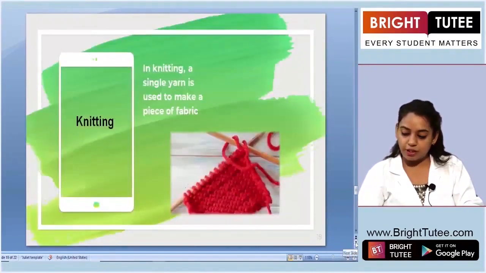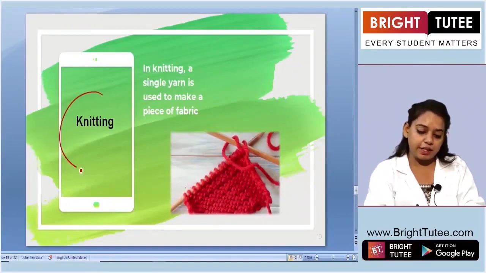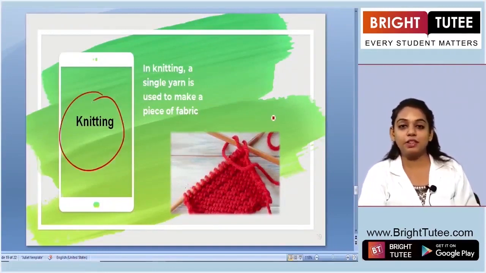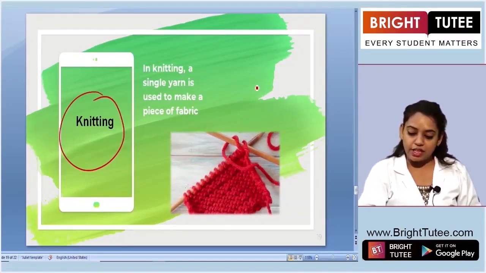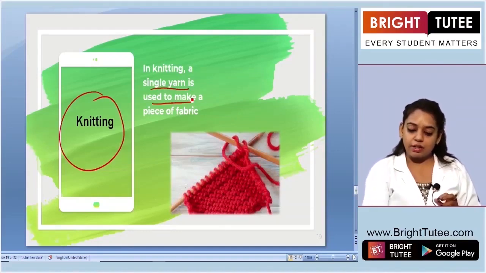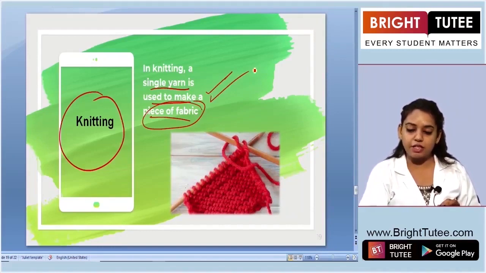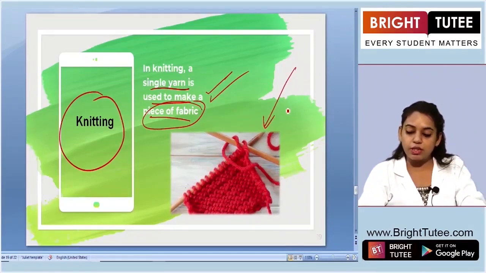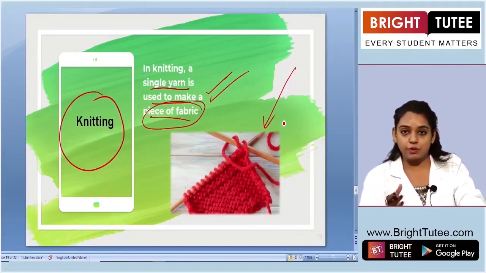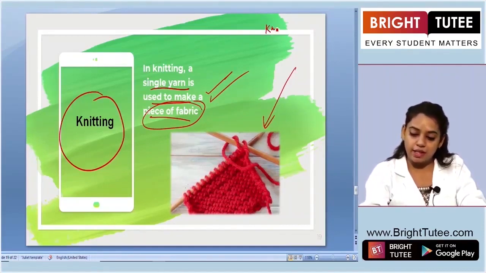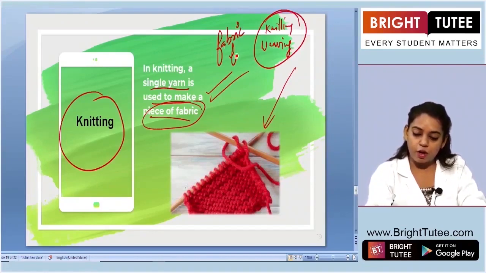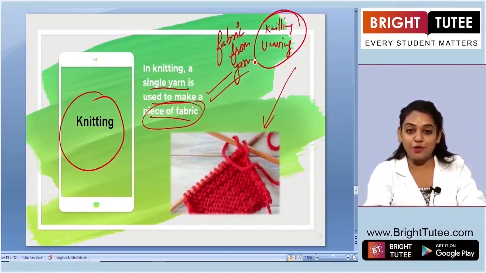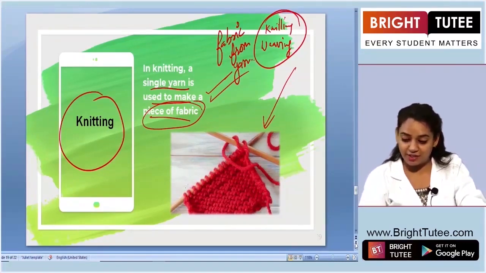The next way of obtaining fabric from yarn is knitting. You might have seen your mothers and grandmothers knitting sweaters, socks and caps for you. Usually a single yarn is used to make a piece of fabric, and this is known as knitting. You can observe from the picture how knitting can be done. So knitting and weaving are the two processes of making fabric from yarn. I hope you have understood it really well with the help of the activity.